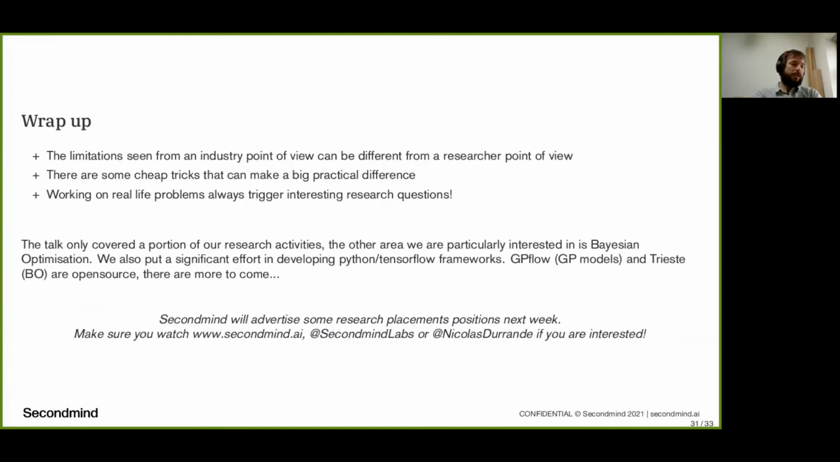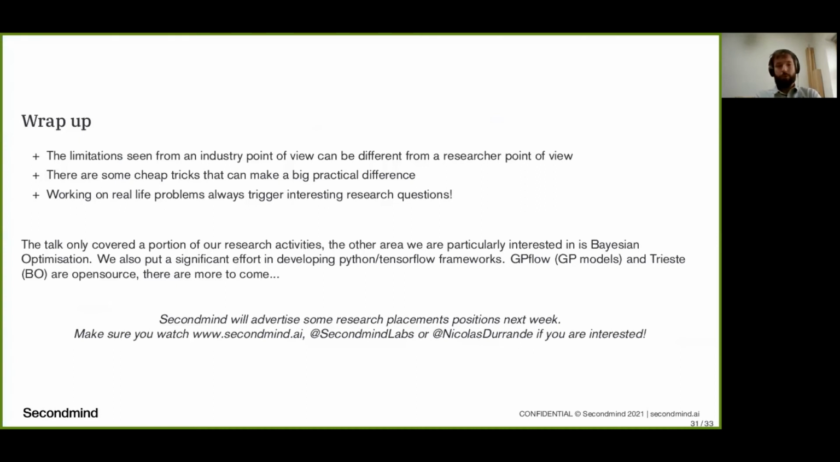Okay, as a conclusion, to wrap up. The limitations that we see from an industry point of view can be different from the limitations we see as researchers. There are quite a few cheap tricks that can make a big practical difference. I've presented the ones I believe we use the most. And the last one is that working on real life problems always triggers interesting research questions.